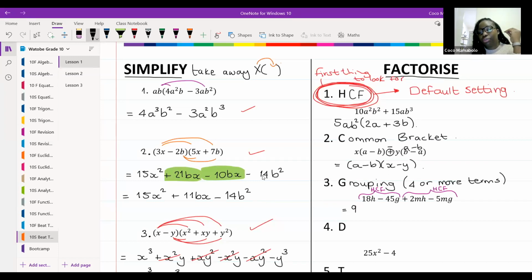So I'm going to take 9 out. If I take 9 out, I'm going to have 2H minus 5G. Plus, what is my common factor over here in the second one? Good. My common factor is M. So I'm going to take M out and I'm going to have 2H minus 5G left. And now I am back to common bracket. So grouping and common bracket, same WhatsApp group, same people. So I can then take out my common bracket, which is 2H minus 5G. And if I take out my common bracket, what do I have left? 9 plus M.